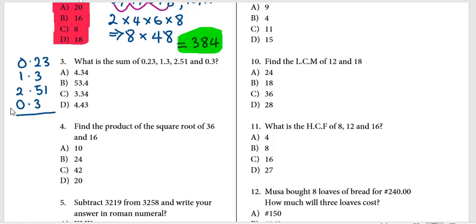Let's add from these 0 points. 3 plus 1 is just 4, right? 2 plus 3 is 5, plus 5 is 10, plus 3 is 13. So let's put down 3 here, taking 1 here. 1 plus 1 is 2, plus 2 is 4. 4 plus 0 is still 4, so that's it. And then we place the decimal point at the appropriate place, so make sure you do that. The appropriate answer here is 4.34, which is option A. So number 3 is option A.